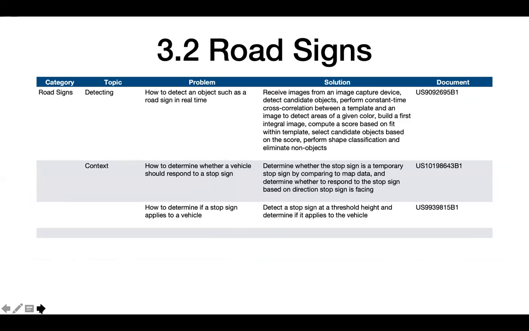Going to the context side, how do I decide whether I should respond to a stop sign? So, interesting problem from the autonomous point of view. I can identify a stop sign, but I have to also know if it's a stop sign that actually applies to me in my lane. I have to determine whether the stop sign is temporary or not, and compare it to map data, and determine whether to respond to the stop sign based on the direction the stop sign is facing, and also using a threshold height, and determine if it applies to me.